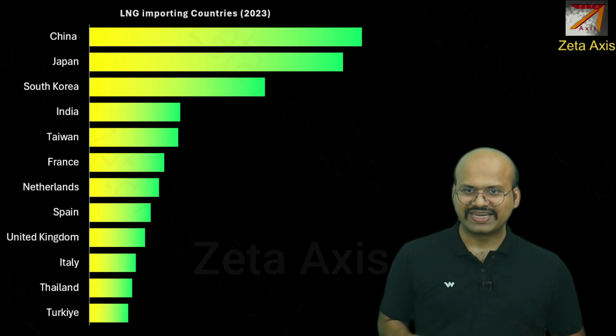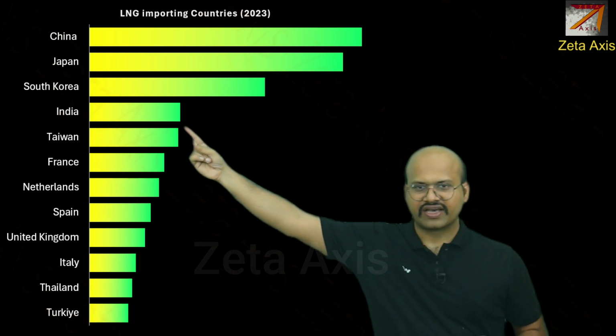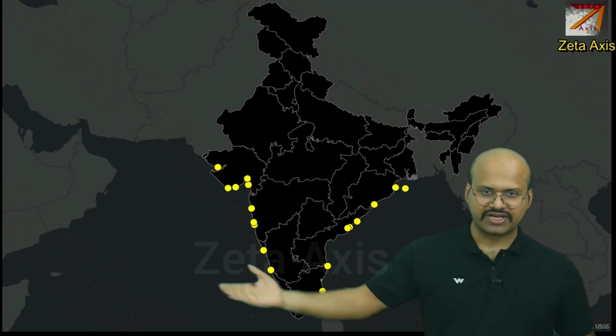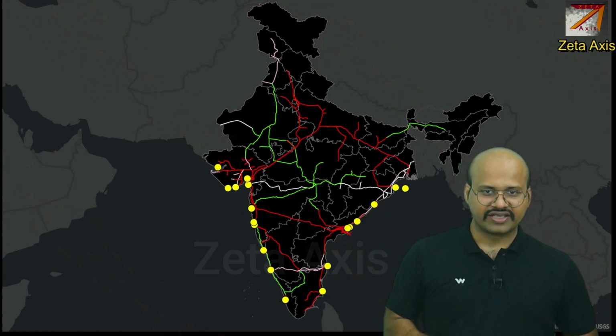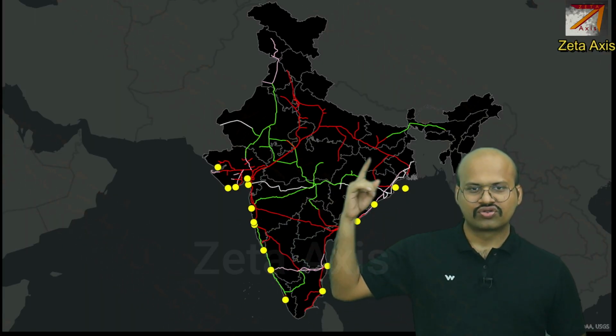And if you see the leading LNG importing countries, China is right at the top and India is at the 4th position. These are the LNG terminals across India. And here we can see that all of these LNG terminals are connected through a pipeline.